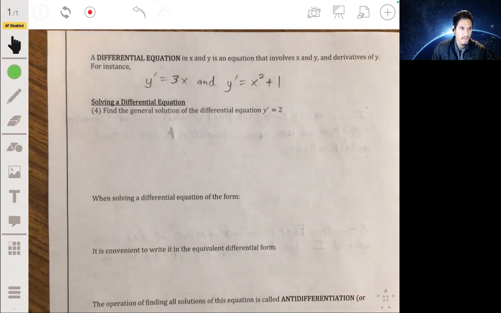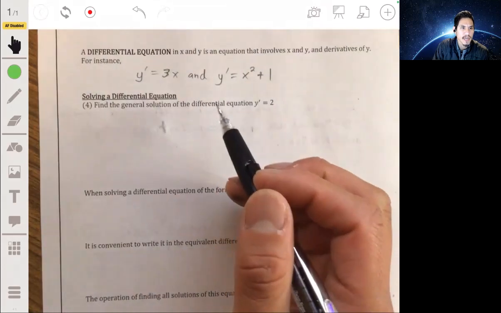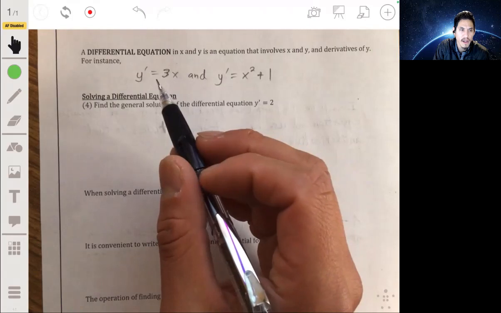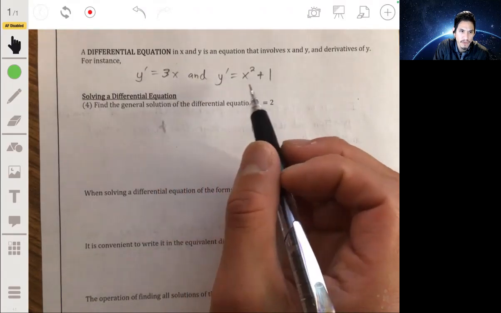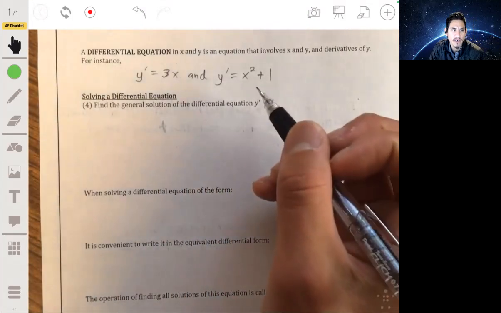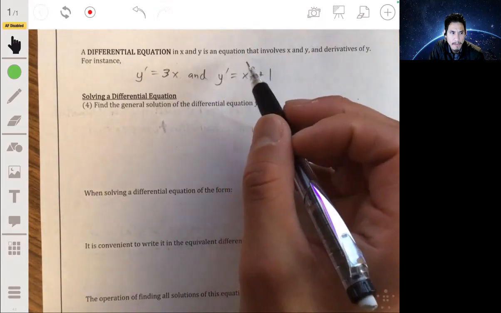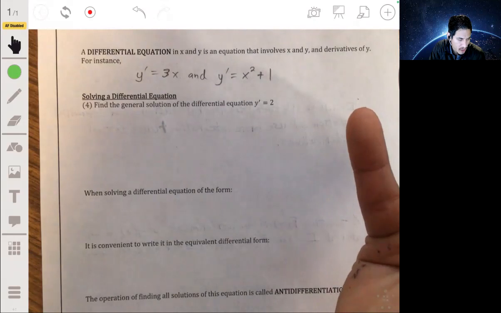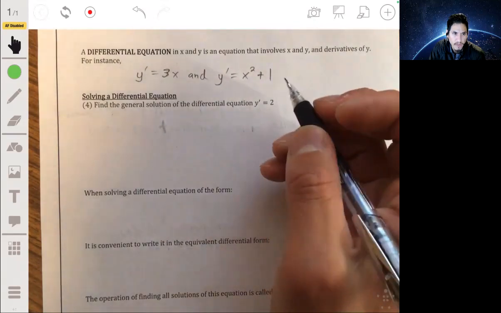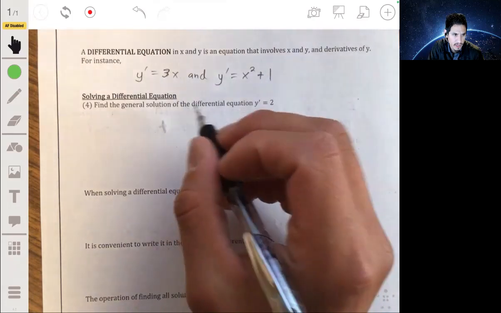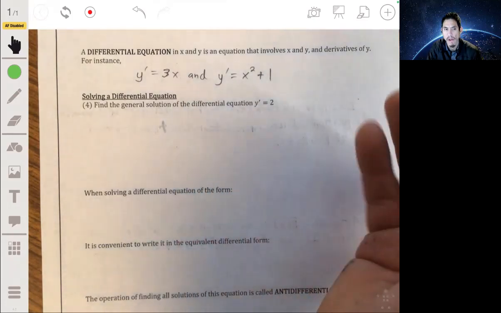Okay, so let's say we got a differential equation, and that would just be anything like y prime equals 3x or y prime equals x plus 1, anything that involves derivatives of y, and x and y. So let's say we have that the derivative y prime is equal to 2. What would the most general solution of this be?